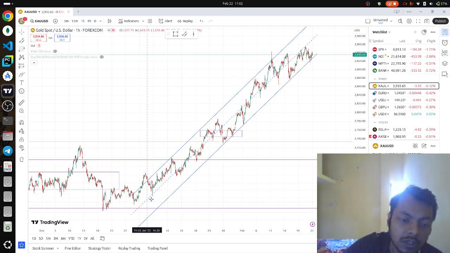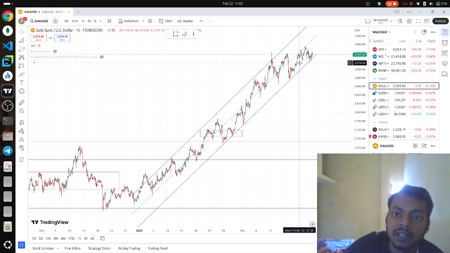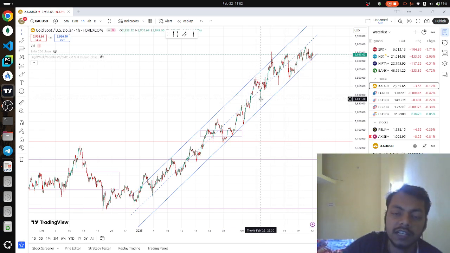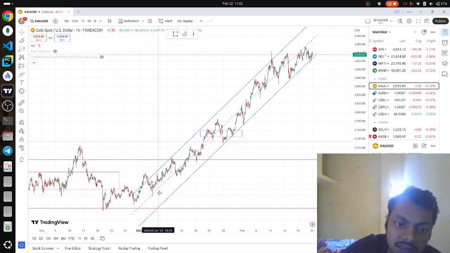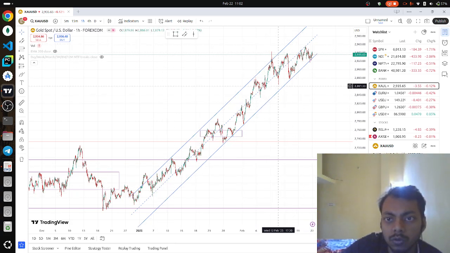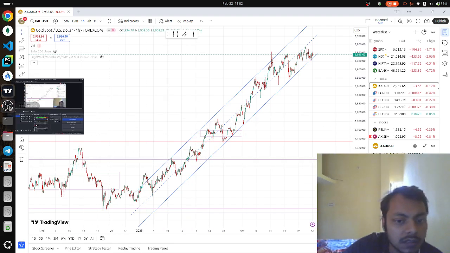It is not necessary for the control price to be midway between both lines of the channel. It can be slightly up or slightly down also. That depends on the situation. But here, I think this mid channel is quite good. It is taking up all the price.